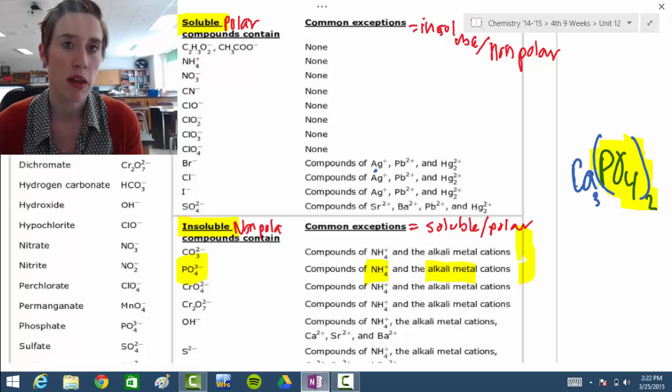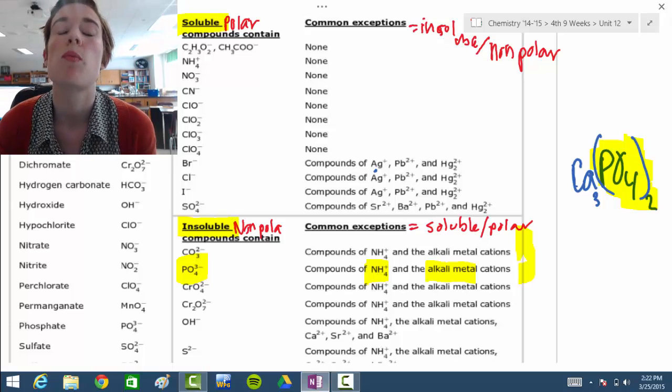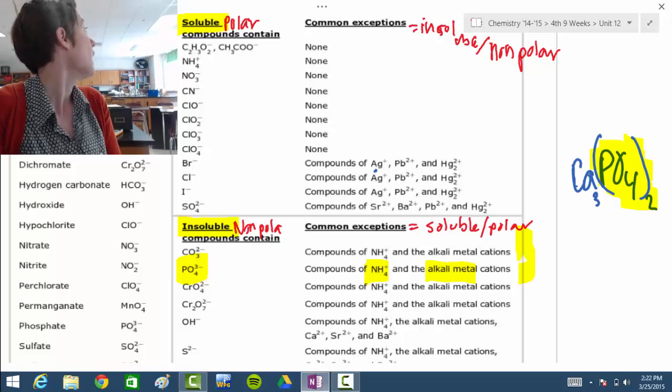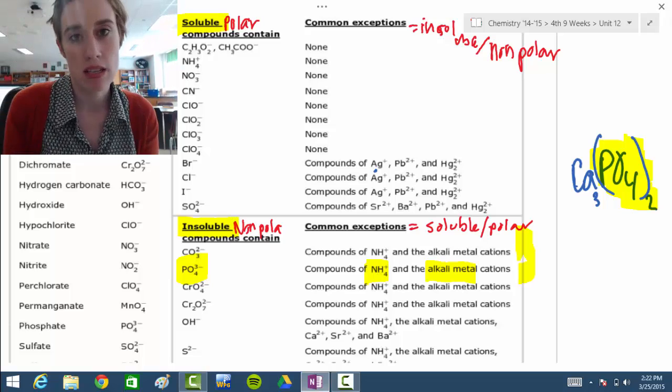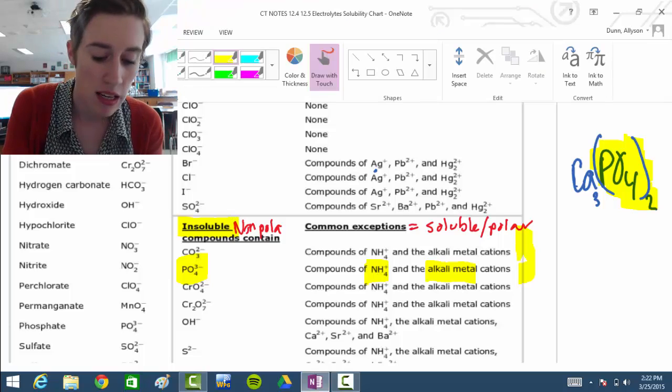What are the alkali metals, by the way? Alkali metals are anything in group 1. That would be hydrogen, lithium, sodium, potassium, rubidium, cesium, and francium. Calcium is not an alkali metal.